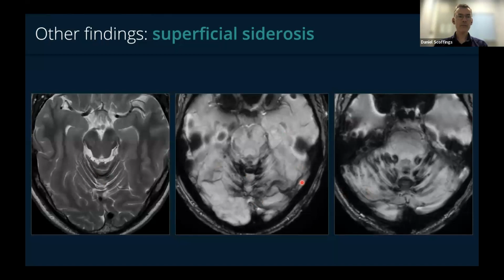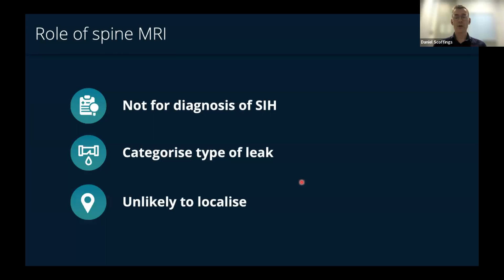So why do we do spine imaging? These patients have spinal CSF leaks. It's important to know why we're doing this and what it can and what it can't achieve. The main reason to do spine MRI is not to diagnose SIH.